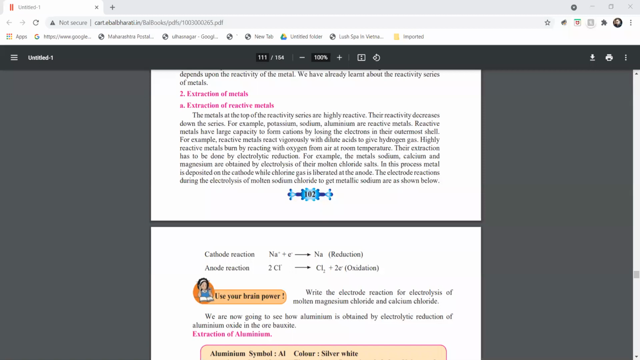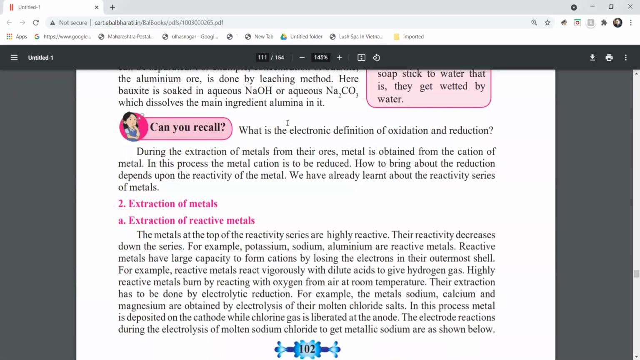So yesterday we did one part of metallurgy. We're going to complete that today. We will be going through the rest of the topic, and if you have any questions, you can stop and ask me.